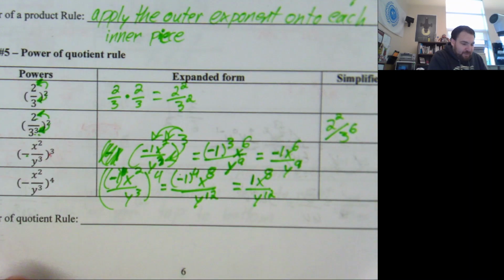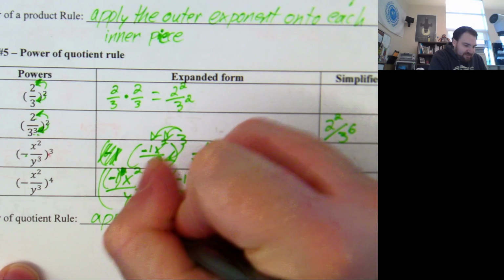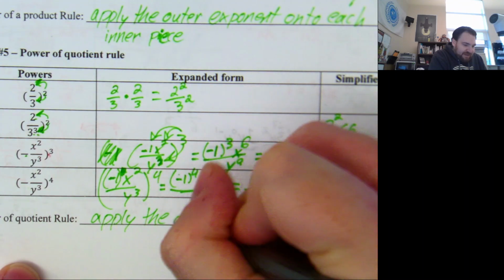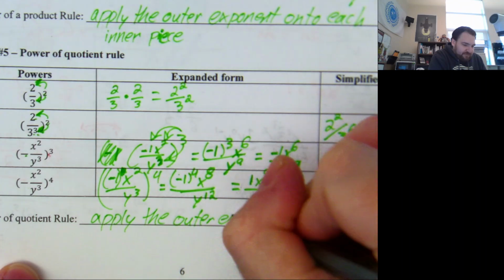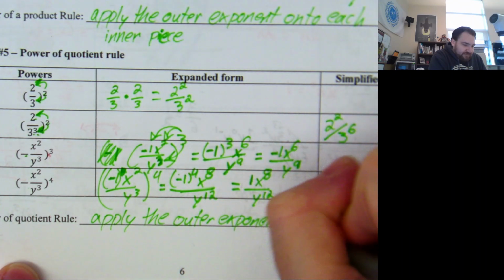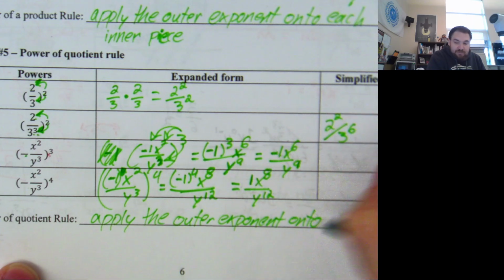So the power of a quotient rule is going to be similar to the power of a product rule. We want to apply the outer exponent onto everything.